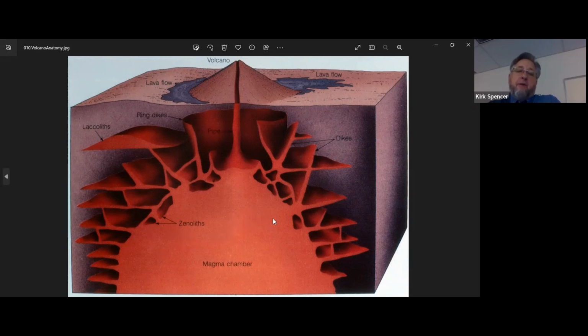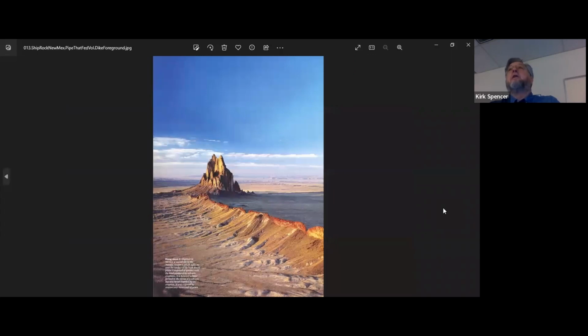There are intrusions that occur around the edge of the magma chamber. If they're horizontal, they're called sills. If they're vertical, they're called dikes. And during the erosional phase, you can see those that are exposed. For our intents and purposes, we'll narrow it down to four parts: magma chamber, pipe, cone, and crater. And we'll be using these terms all through our discussion.